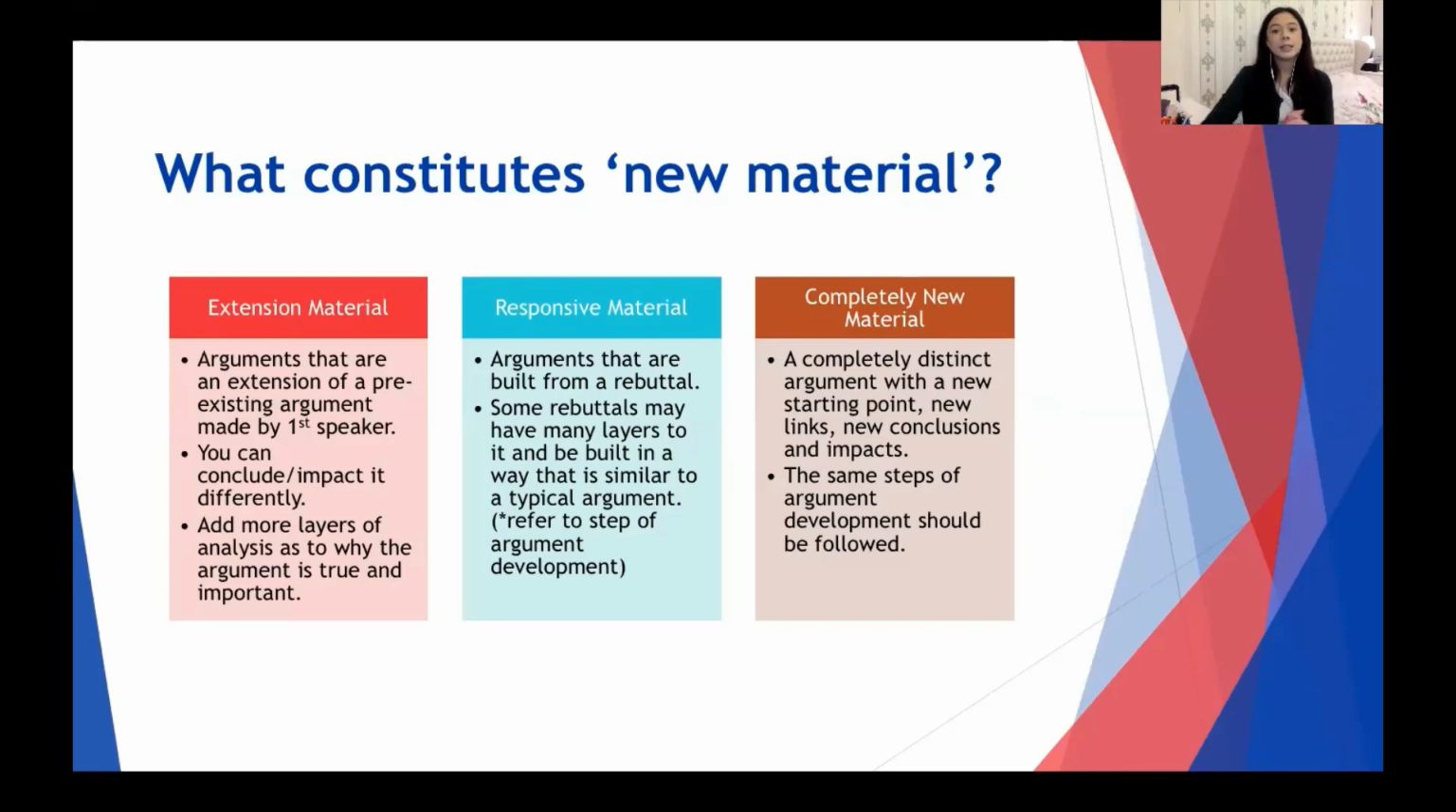So thirdly is completely new material. I think this is quite self-explanatory: it is a completely distinct argument with a new starting point, with new links, new conclusions, and impacts. So the same steps that we mentioned before about argument development, those six steps, you're just doing it all over again, for a whole completely new set of points. So these are the three starting points that you can think of when it comes to identifying what are new materials.